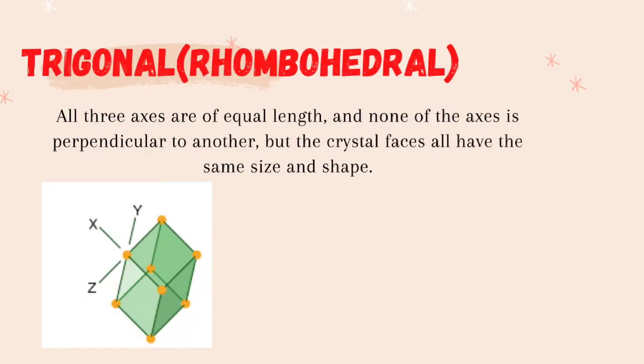The next crystal system is the trigonal or rhombohedral system. In this crystal system, all 3 axes are of equal length, and none of the axes is perpendicular to one another, but the crystal faces all have the same size and shape. It is also based on a triangular inner structure.